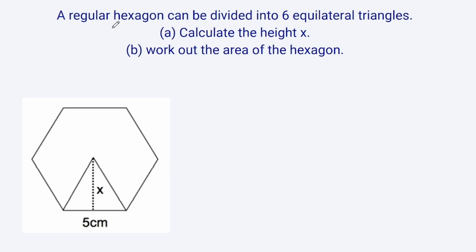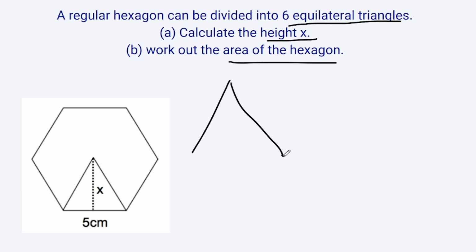Okay, so a regular hexagon can be divided into 6 equilateral triangles. Calculate the height x, work out the area of the hexagon. Now, the first thing you need to do is work out the height x. So if I draw this triangle out, it's an equilateral triangle. Sorry guys, my drawing is not the best. This is the best I think I can get.